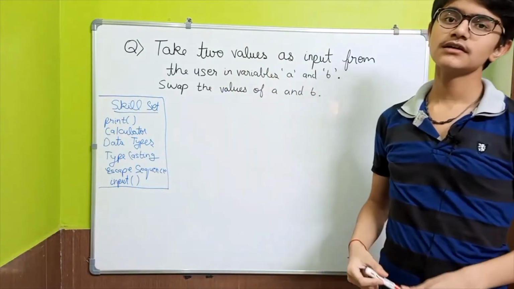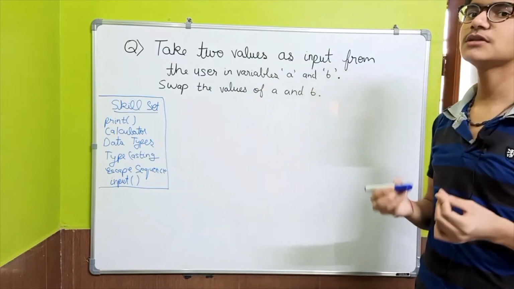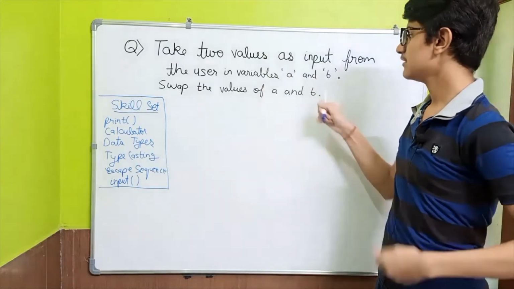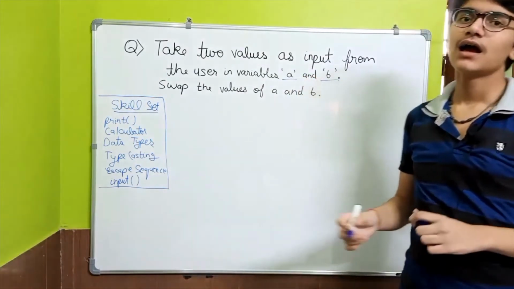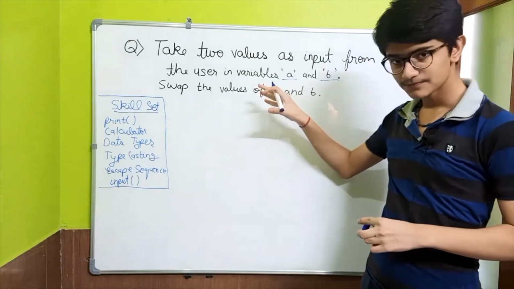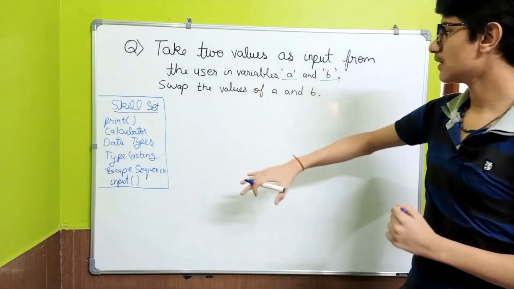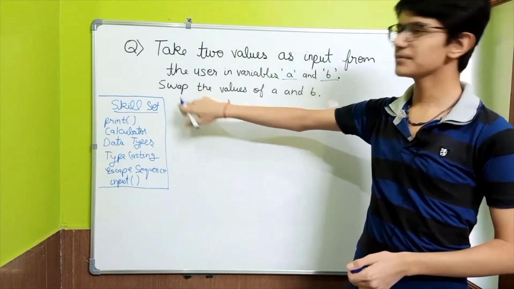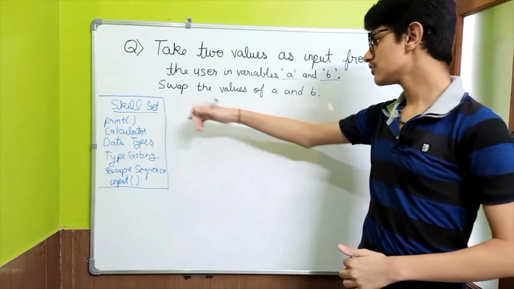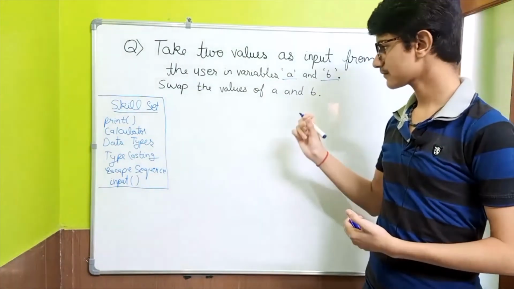What we are doing, we are taking two values from the user and storing them in two variables. And here we are also given the names A and B. And you may see no data type is given, right? It can be any data type. And then it says swap the values of A and B. Now, what is swapping? Swapping is interchanging. So you are interchanging the values of A and B, right?